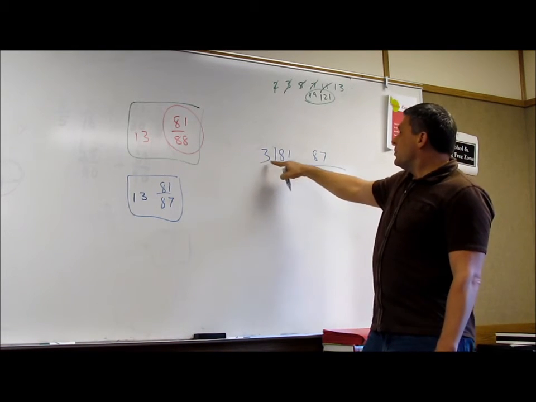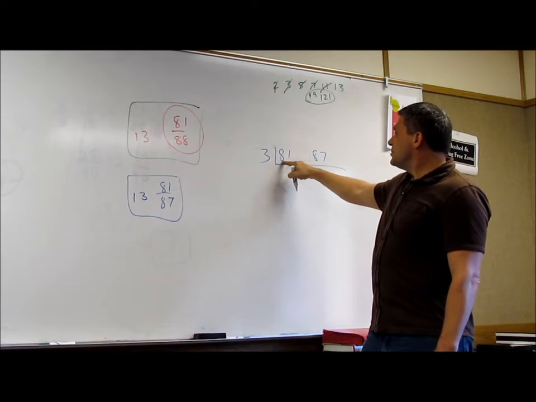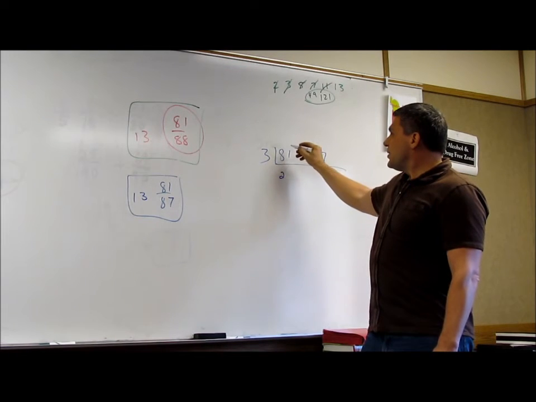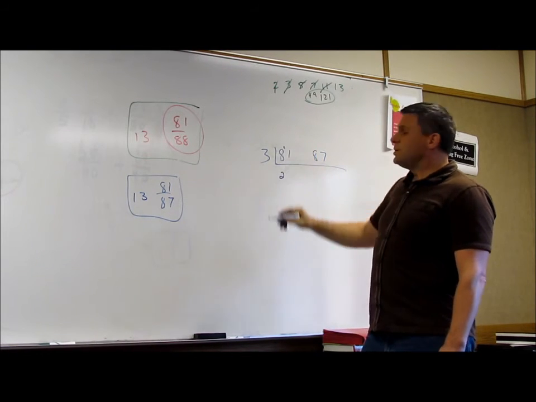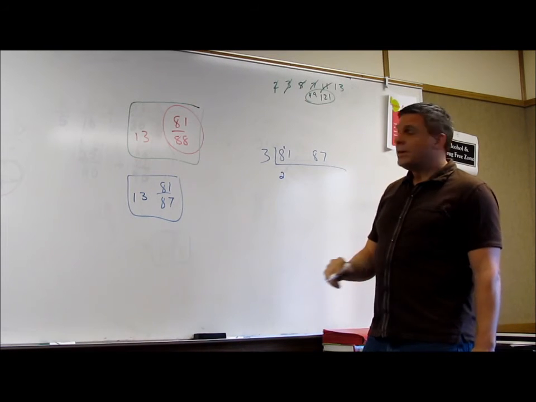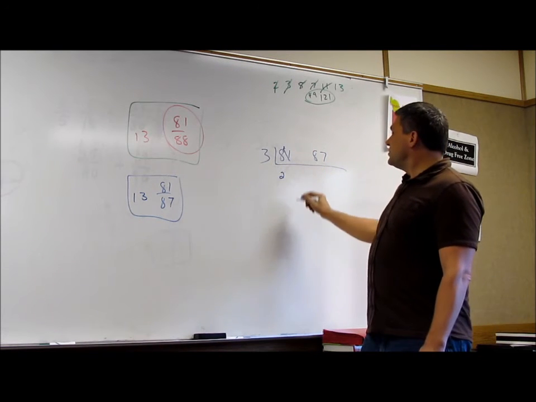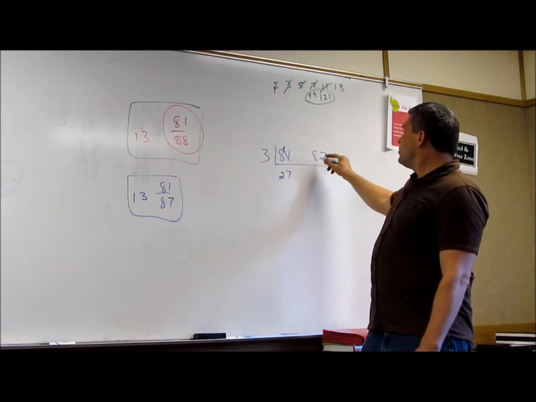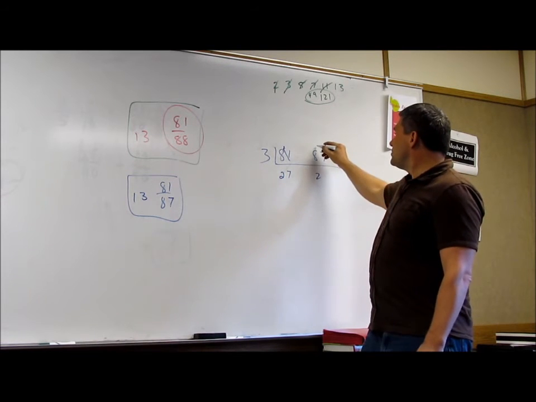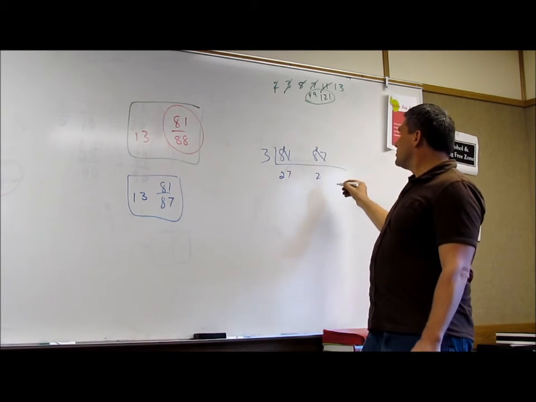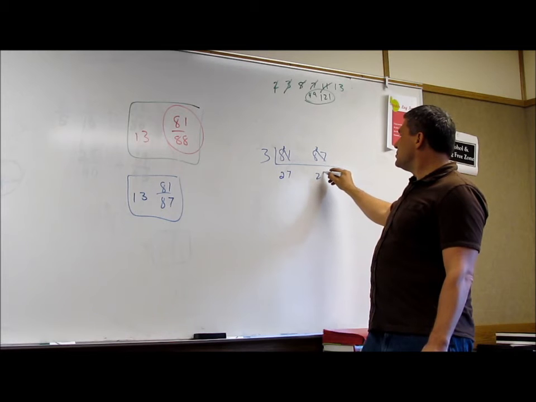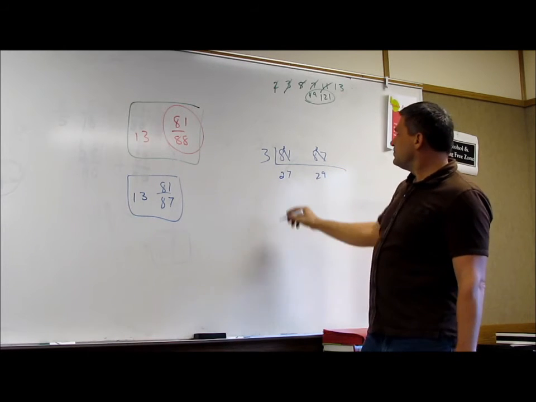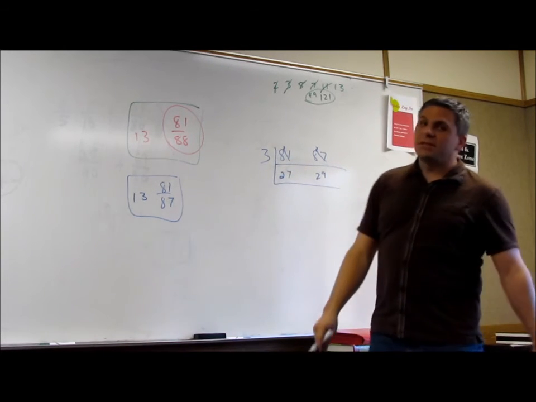Into what? Well, 3 goes into 81 twenty-seven times. And 3 goes into 87 twenty-nine times. Okay? Now what about these numbers?